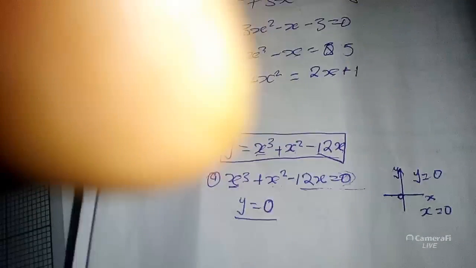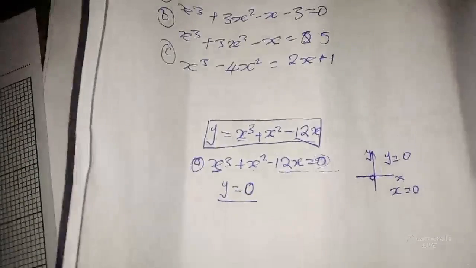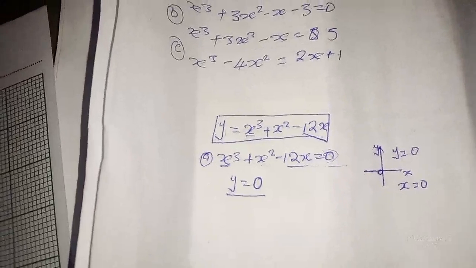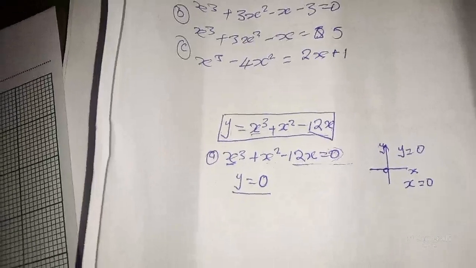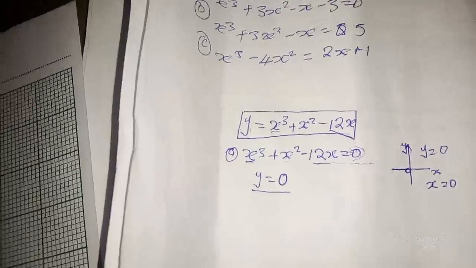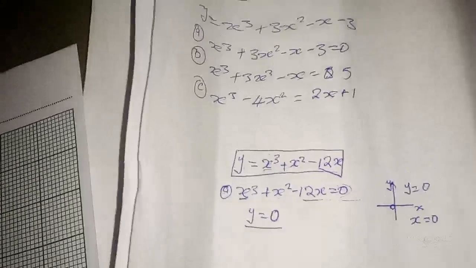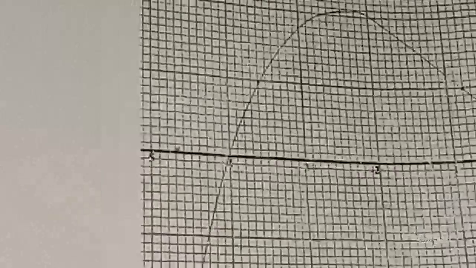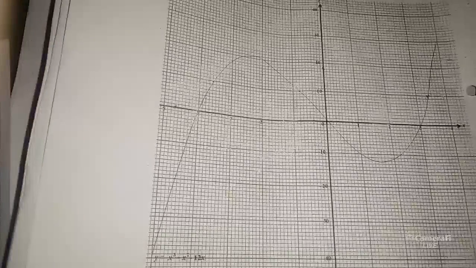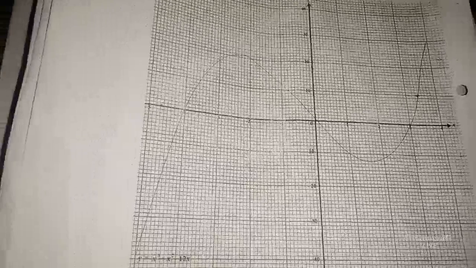So what I'm trying to say is that when you write y is equal to 0, you are representing the line of the x-axis. When you write x is equal to 0, you are representing the y-axis. So now you go to this graph. Sorry, it has been zoomed. Sorry for that. Okay, we have a normal view now. So you go to this graph.